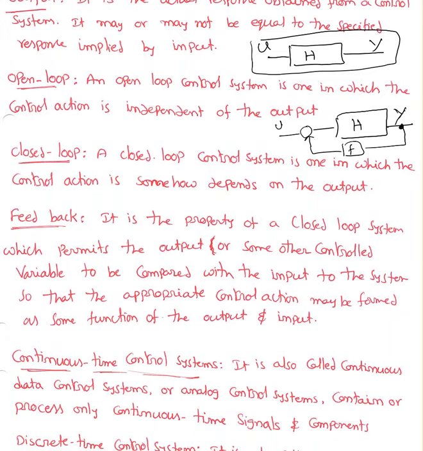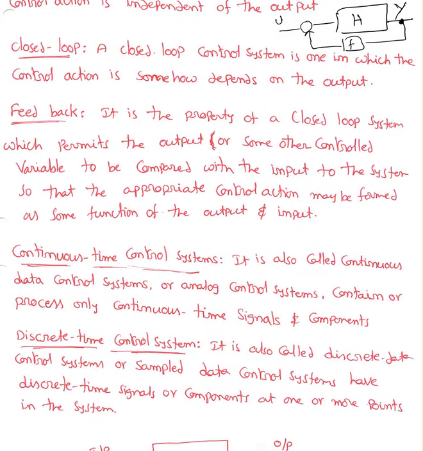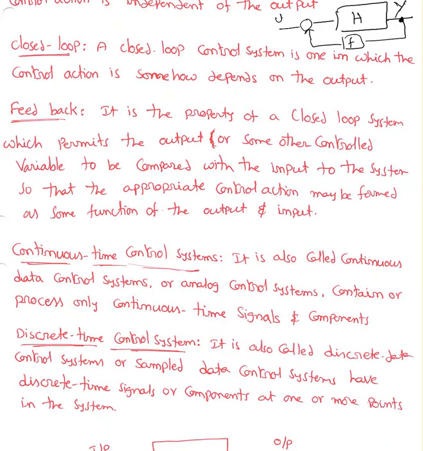So feedback is nothing but it is a property of a closed loop system which permits the output or some other controlled variable to be compared with the input to the system so that the appropriate control action may be formed or some function of the output or input. So feedback is nothing but you're taking part of the output and you're feeding it back to the input side of the system. So if needed, you can change the input. That's the feedback.